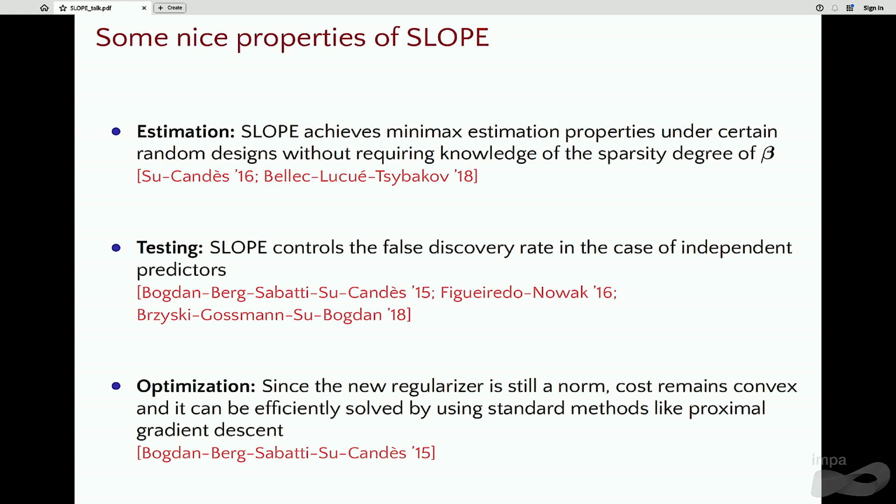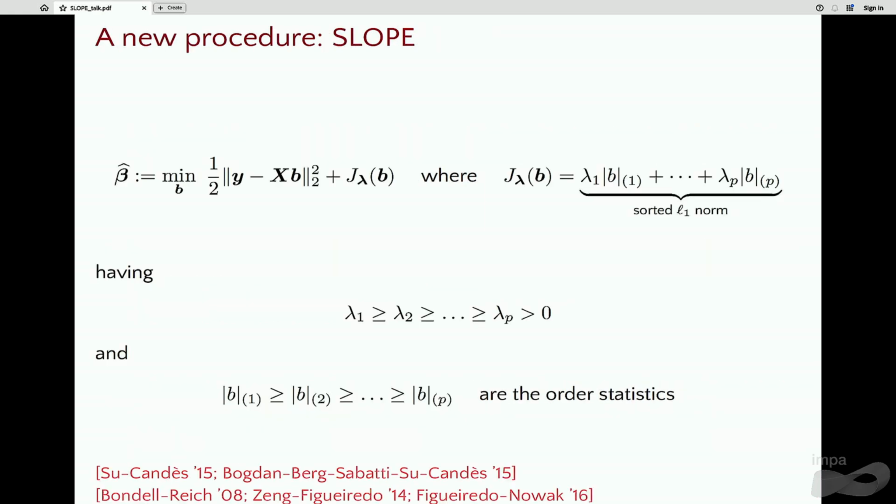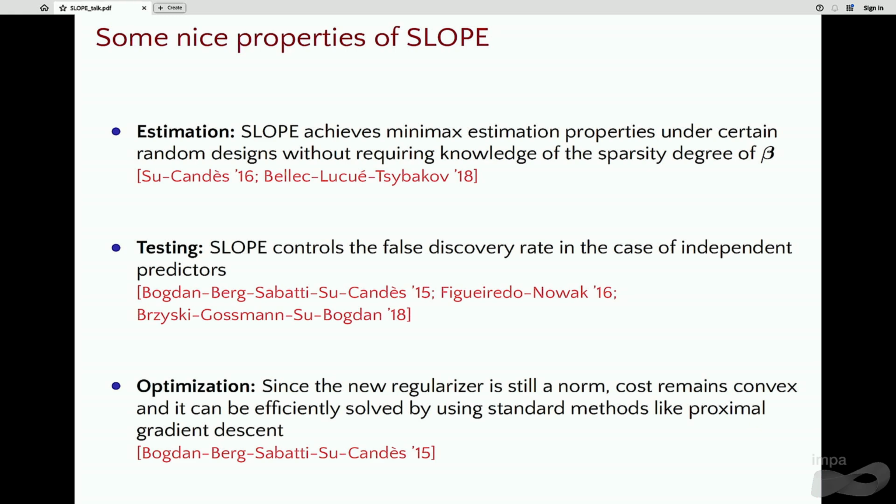So there are some nice properties of SLOPE. Lasso is obviously a specific case of SLOPE. If I made all of these inequalities equalities, then we've got lasso. But even though lasso is a specific instance of SLOPE, SLOPE has some nice properties that lasso maybe doesn't. In particular, it achieves minimax estimation properties without requiring knowledge of things we perhaps wouldn't have in practice, like the degree of sparsity in beta, and it also provably can control the false discoveries, at least in some toy problems. And the nice thing is this regularizer is still a norm. The cost function remains convex, so you can efficiently solve it using proximal gradient descent.